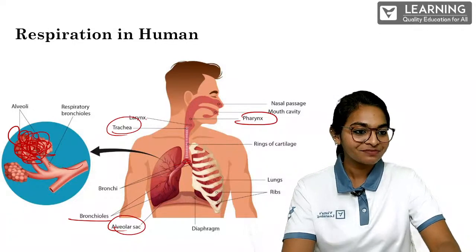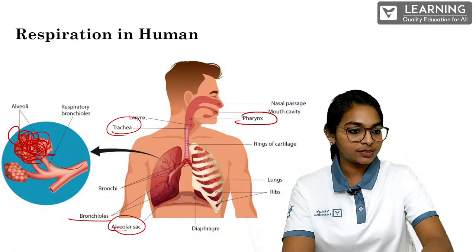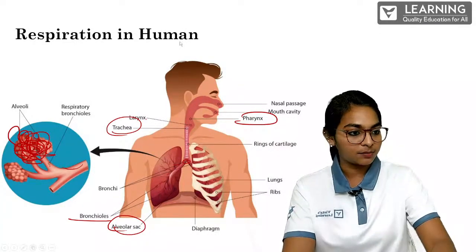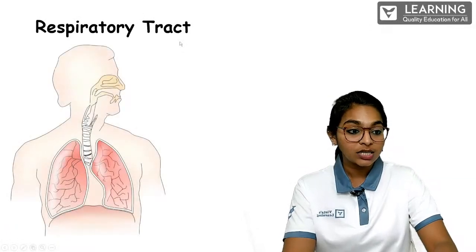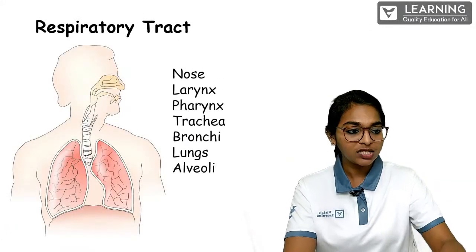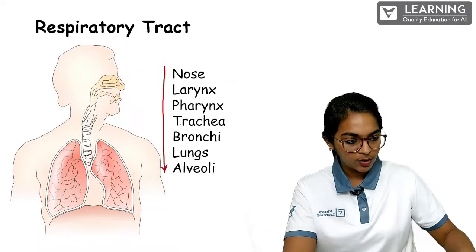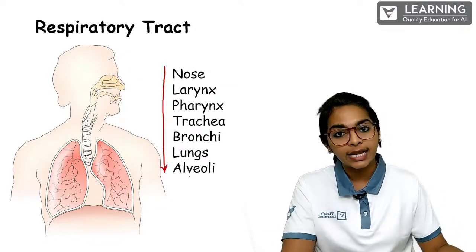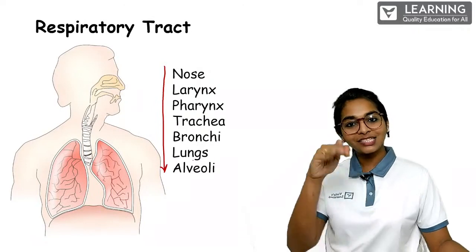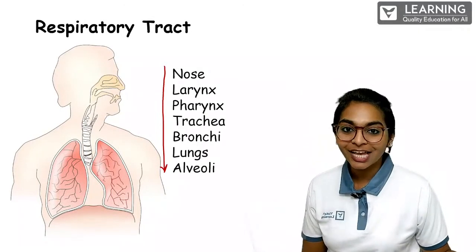All right. So yes, respiration in human. Where am I? Here I am. So, the respiratory tract. This is the flow where the air flows. From the nose it starts, and at the alveoli it ends. Again, from the alveoli, the same process happens in reverse. So this is actually a two-way process.